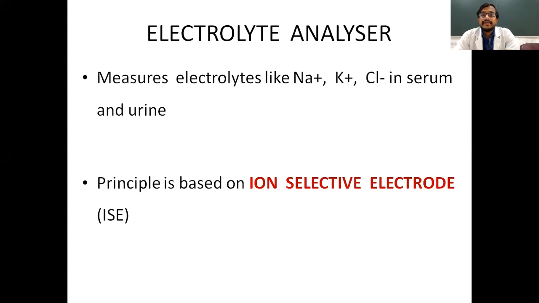So coming to the other analyzers, the electrolyte analyzer. It analyzes the sodium, potassium and chloride in the serum and urine. The principle is that an ion selective electrode is placed in the electrolyte analyzer. This ion selective electrode will select specific electrolytes. It will catch the specific electrolytes from the sample and estimate that particular electrolyte.